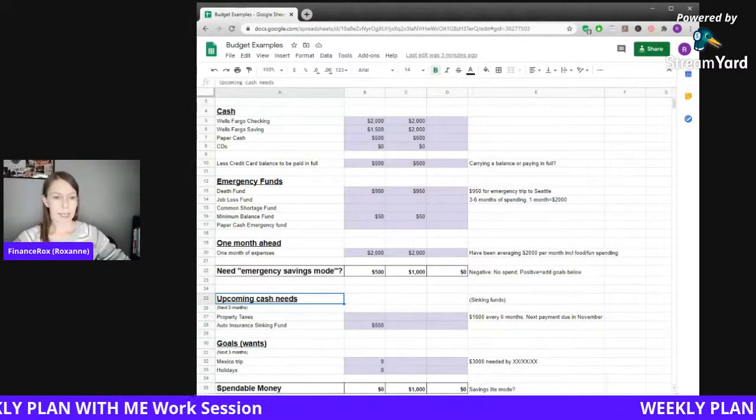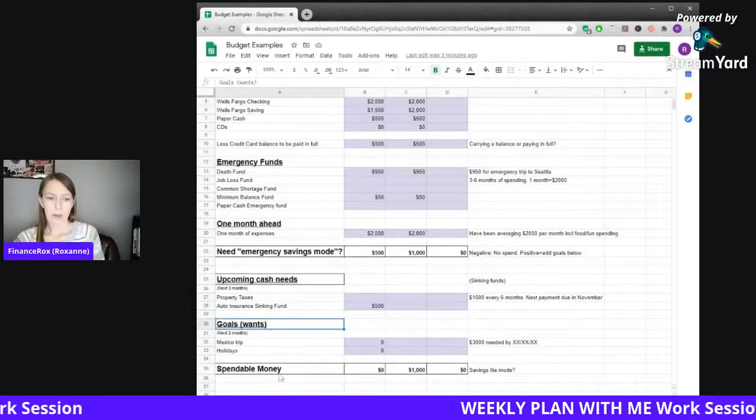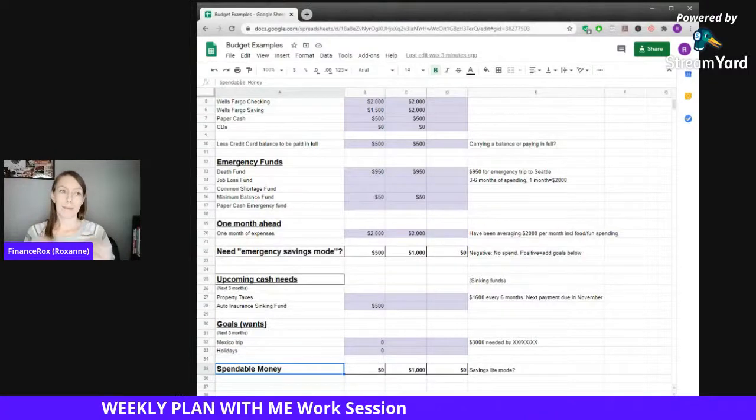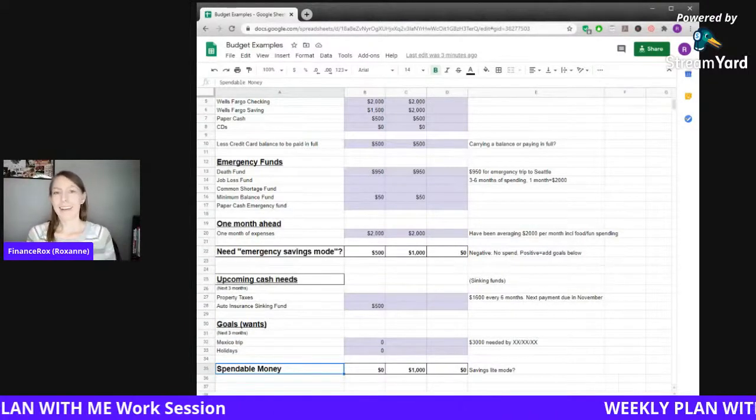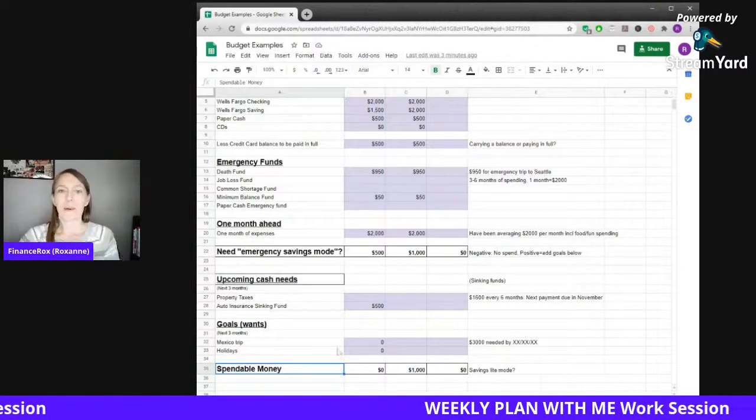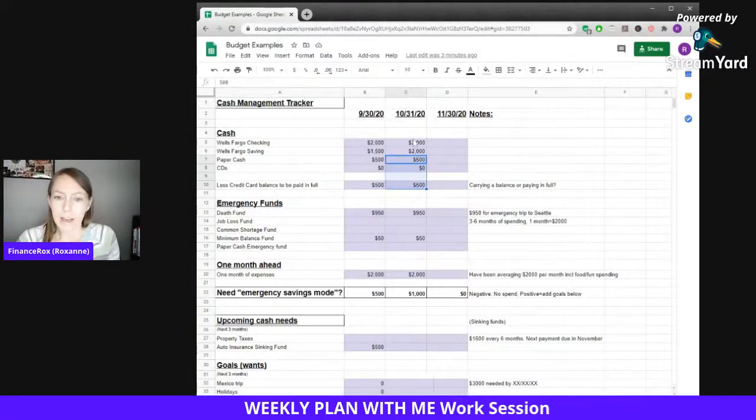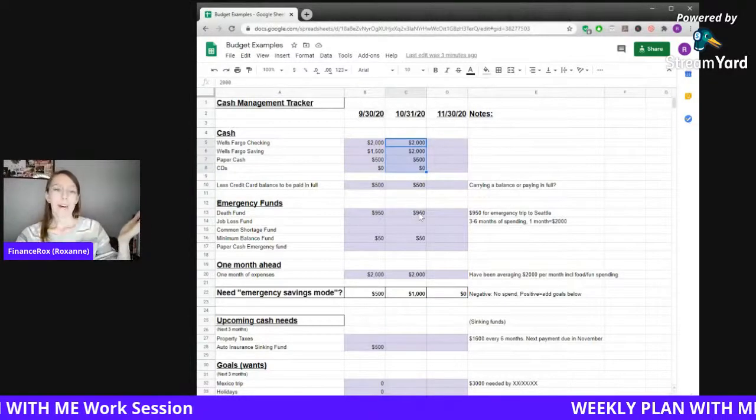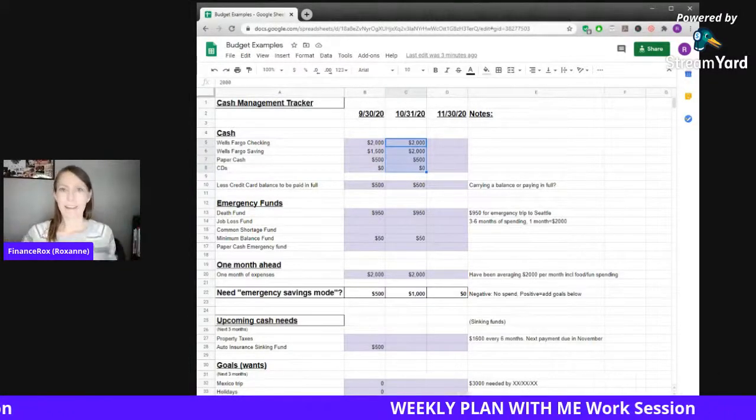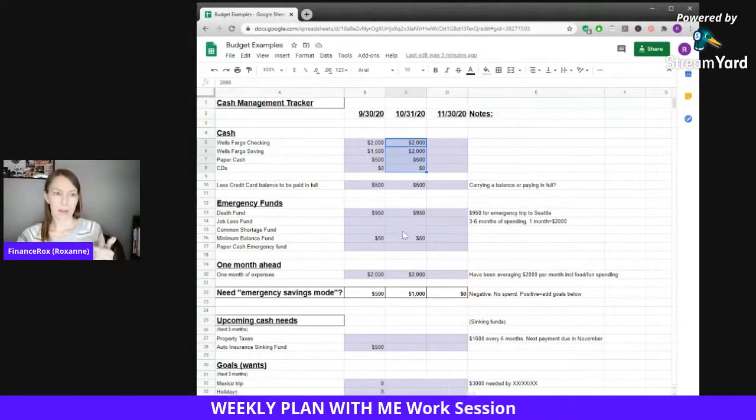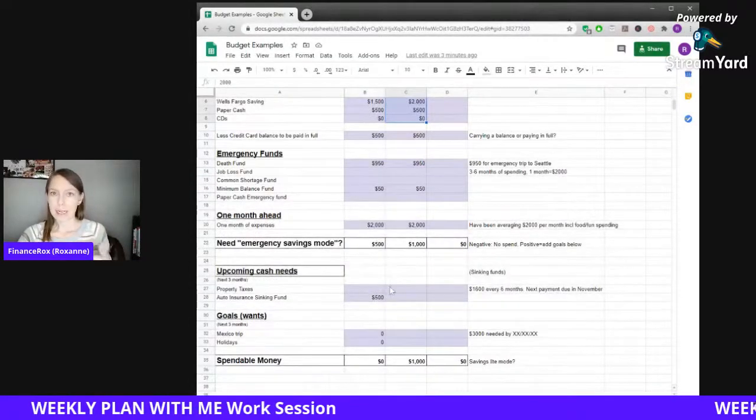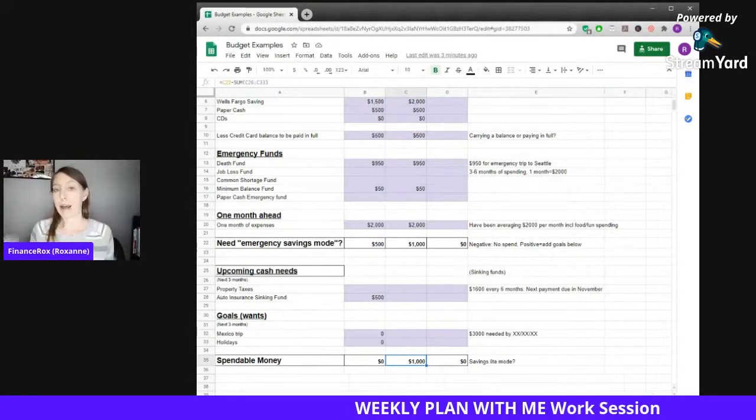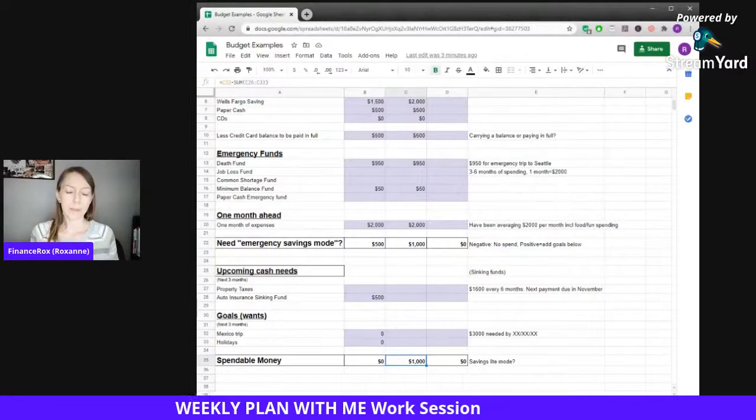So that's really it. It's your upcoming cash needs, your goals, and then when you get to the bottom of this, it is your legitimate spending money, spendable money. If you're not using tracking, you might look at this and say, oh, I have $4,500 that I could spend. That's great. But then, once you subtract out emergency funds, upcoming needs, and your sinking funds, you might get down to the bottom and say, oh, I actually only have $1,000 that I could actually spend.